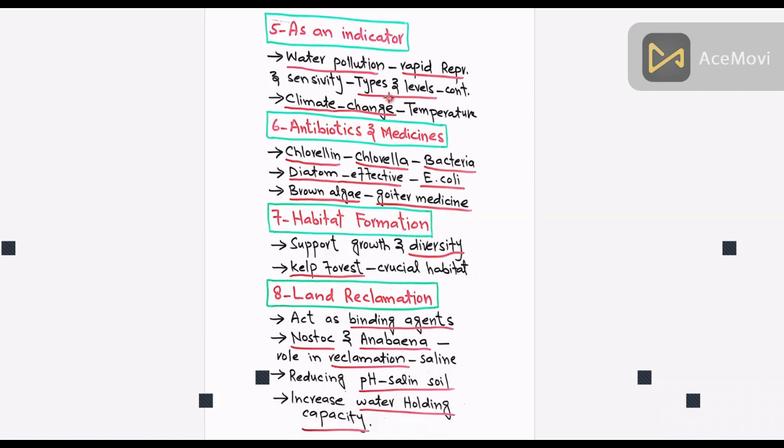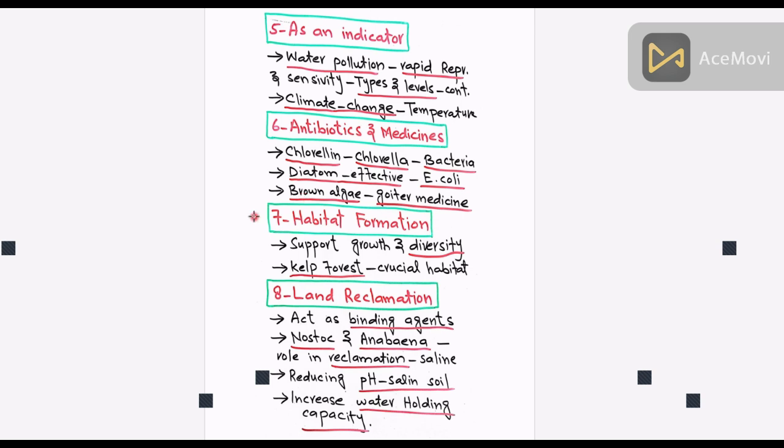The next role of algae is the production of antibiotics and medicines. Some algae yield antibiotics, for example, chlorellin is obtained from green alga Chlorella that inhibits the growth of certain bacteria. An antibiotic is obtained from a diatom which is effective against Escherichia coli. Because of high iodine contents, brown algae is used in the manufacture of goiter medicines.